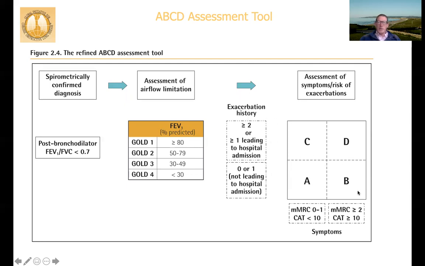The most common presentations are GOLD B, which have got lots of symptoms but few exacerbations, or GOLD D, which is lots of symptoms and lots of exacerbations. Don't see many patients really with C or A. So it's B or D that we're really talking about here. So you might say someone is a GOLD B patient, infrequent exacerbations but many symptoms, who's got, let's say, an FEV1 of 55% predicted. So they would be GOLD 2, GOLD B.